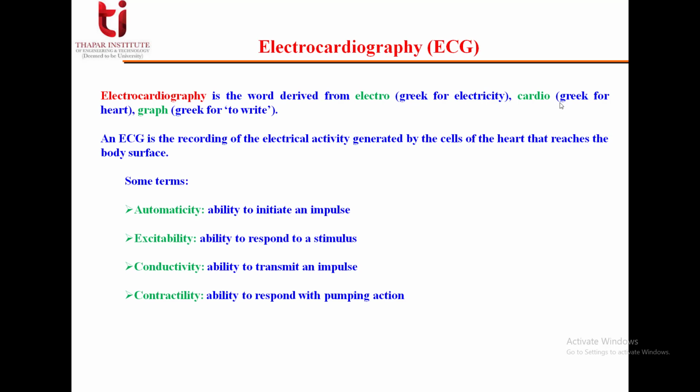Now we will discuss some terms related to the functioning of the heart. So I'll just introduce some terms. First is automaticity, the ability to initiate an impulse. Then we have excitability, which is the ability to respond to a stimulus. Then we have conductivity, which is the ability to transmit an impulse. And then we have contractility, which is the ability to respond with pumping action. So these are the different terms which we will use, so you should know about these terms.